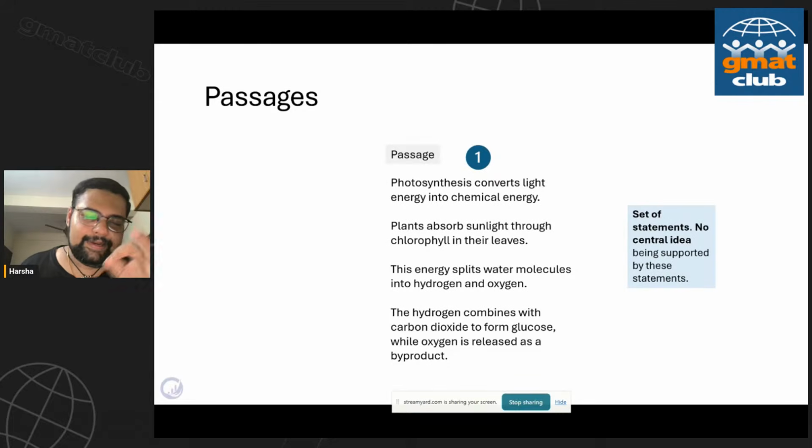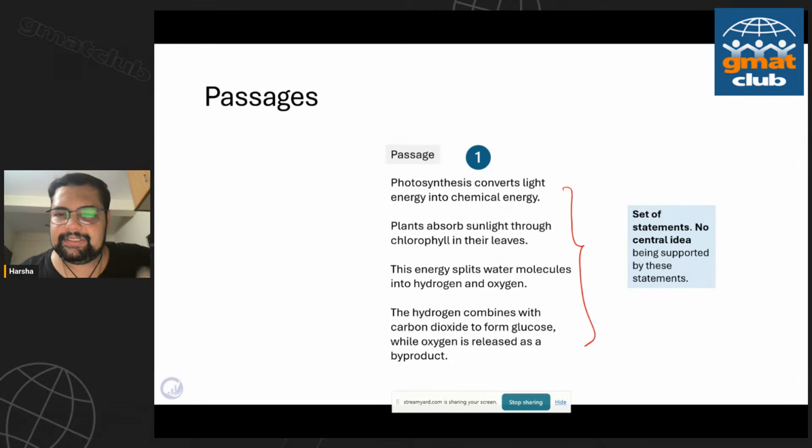So let's dive a little deeper into why we call this a passage and not an argument. If I look at each and every sentence here, it's not oriented towards something. There's no central idea that all of these sentences are trying to communicate. It's just a set of facts that the author has shot out one by one. Photosynthesis converts light energy into chemical energy. Great. Plants absorb sunlight through chlorophyll. Great. All of that is okay. But they're not coalescing into telling you one big picture idea. And that's why this is not an argument.